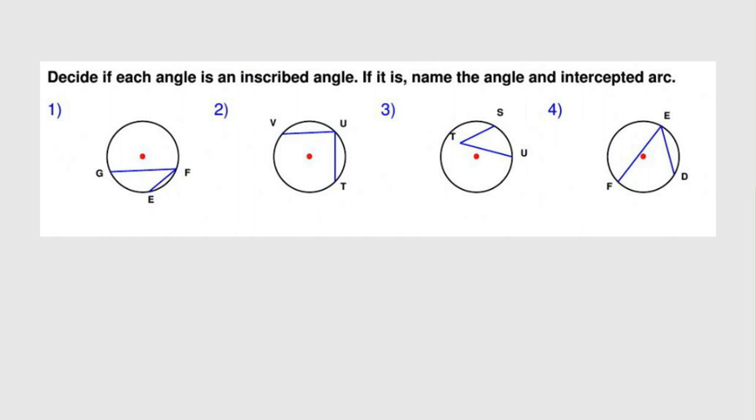Okay, so for the first one, it's definitely inscribed because the vertex of the angle is on the circumference, and it's made up of two chords. Angle F is the inscribed angle, and arc GE is the intercepted arc. Let's look at number 2 now.